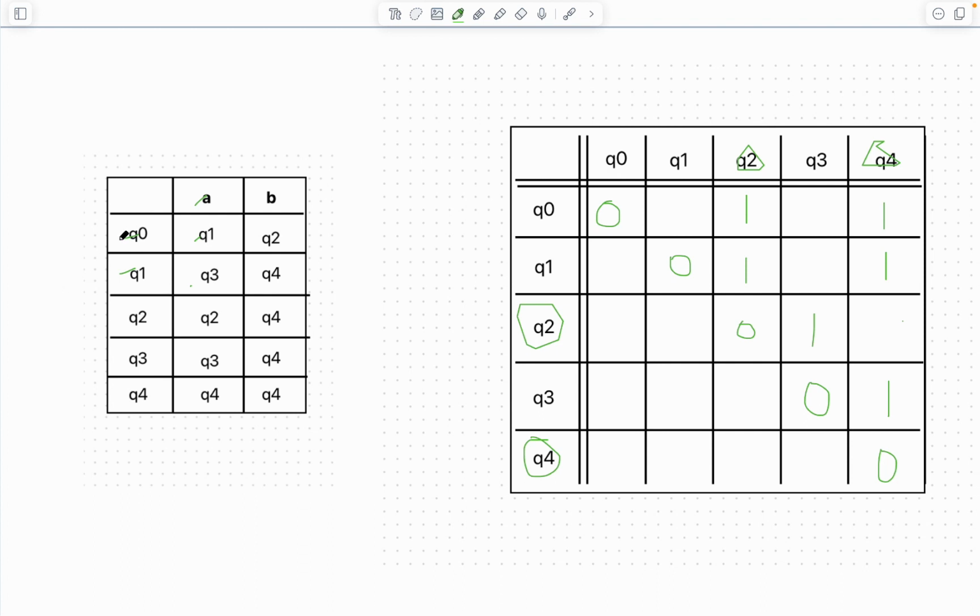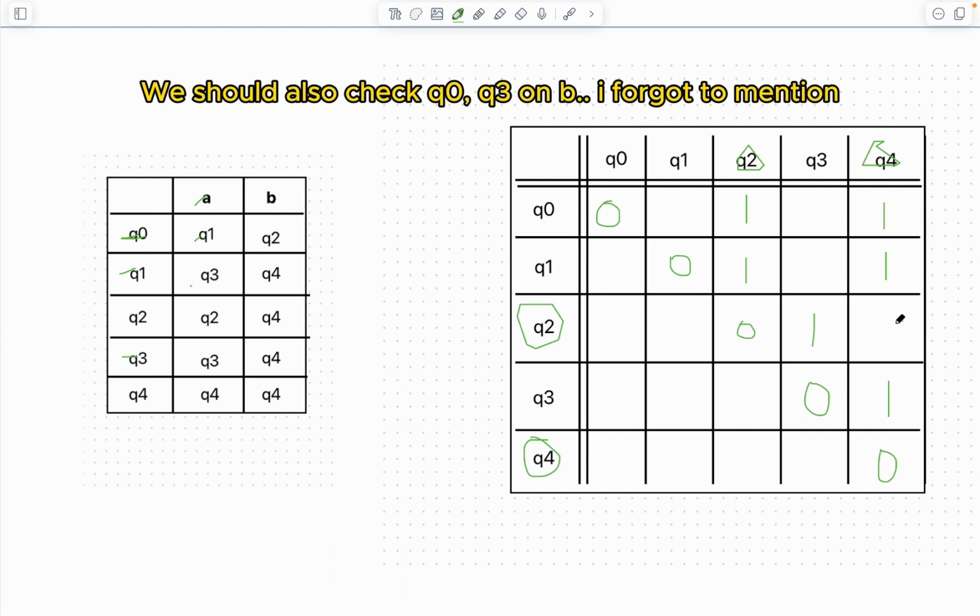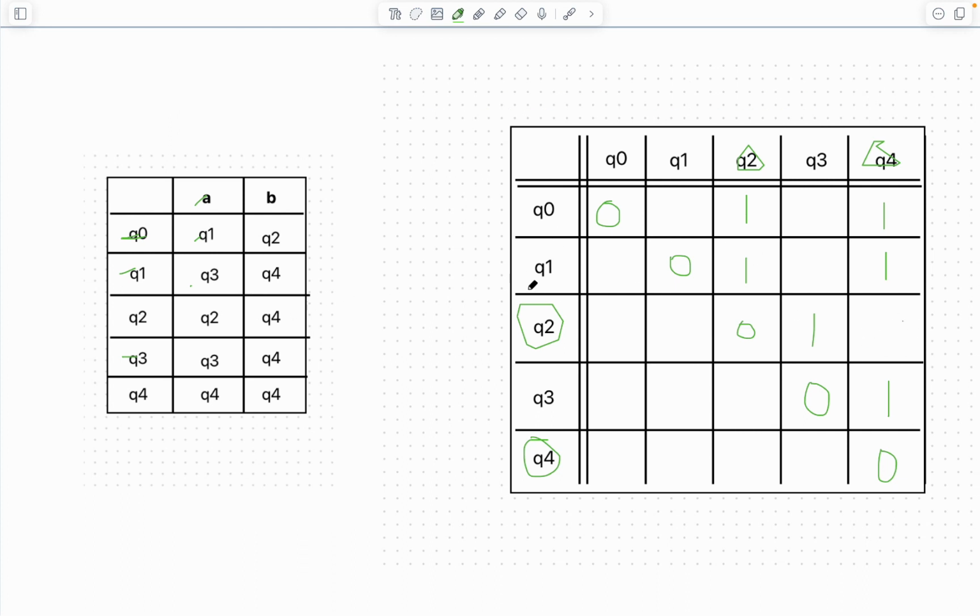In the same way, we're going to check Q0 and Q3 now. Q0, Q3 on A goes to Q1, Q3. Is there anything in Q1, Q3? Nothing. We also need to check on the B input. For example, Q0, Q1 on B goes to Q2, Q4. What is in Q2, Q4? Q2, Q4 is also empty, so we don't do anything. Now Q1, Q3 on B goes to Q4, Q4. Q4, Q4 is 0 and we can't do anything because it's a self loop.